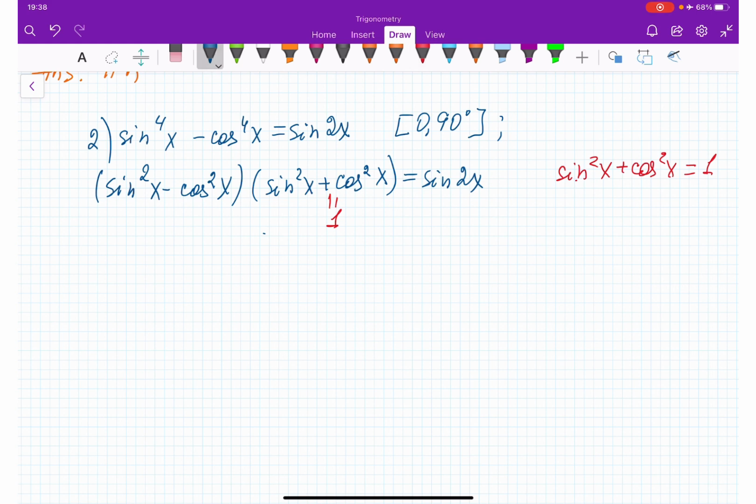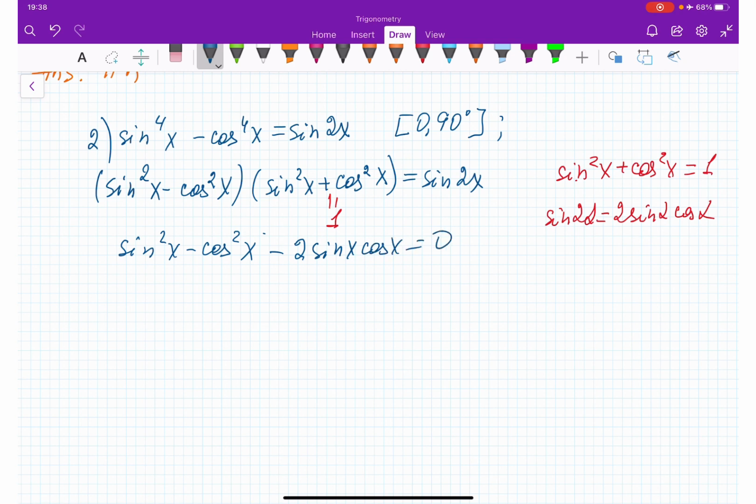And I will have sine squared x minus cosine squared x, and minus this double angle sine 2x. I will apply the double angle formula, which is sine 2α equals 2 sine α cosine α, which is going to be minus 2 sine x cosine x equals 0.